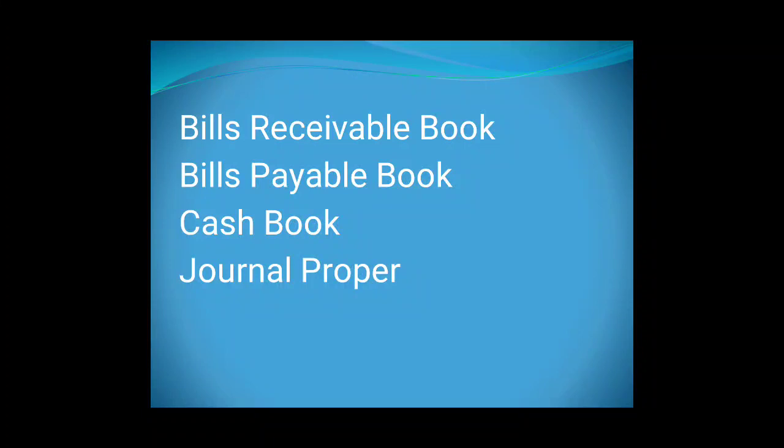In this lecture, we are going to discuss the other subsidiary books, which are the bills receivable book, bills payable book, cash book, and journal proper. Till now, we have already studied 4 books: purchase book, sales book, purchase return book, and sales return book. And for the remaining books, we will have a brief idea.